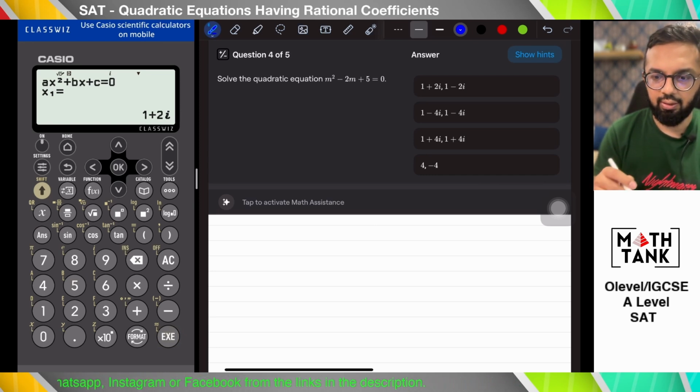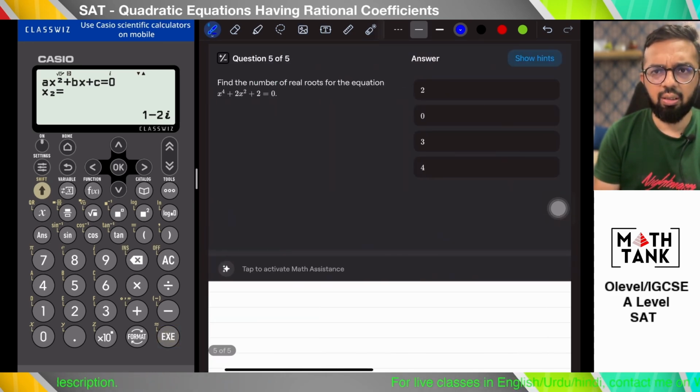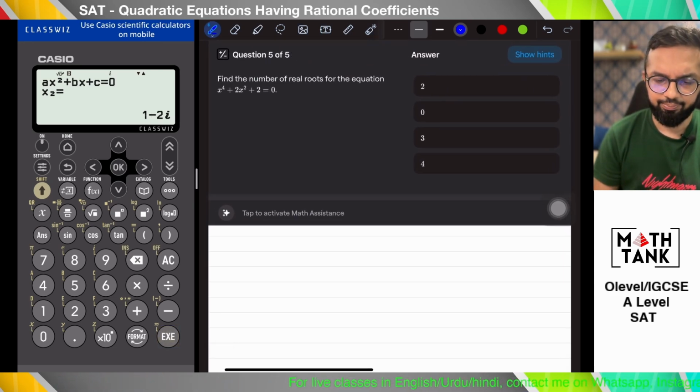Now you see the i represents a complex number. That's something that's no longer part of your syllabus. But since it's coming up in the questions, you should be able to do them.